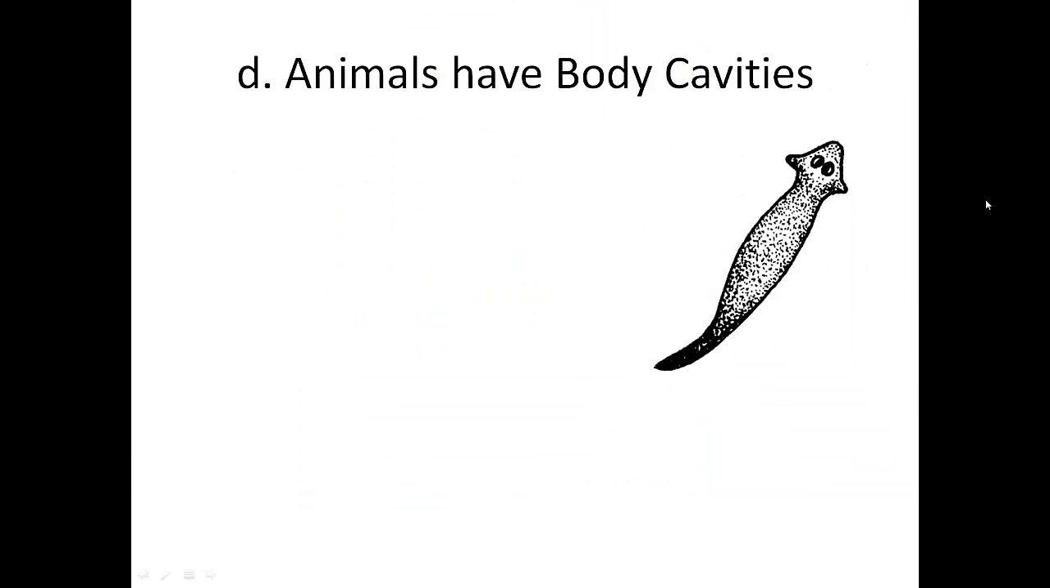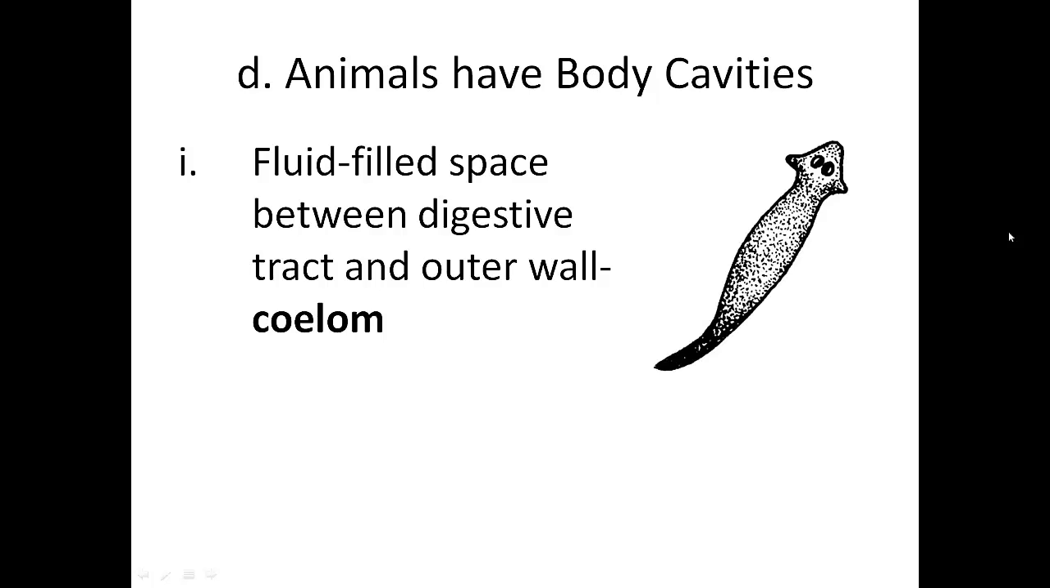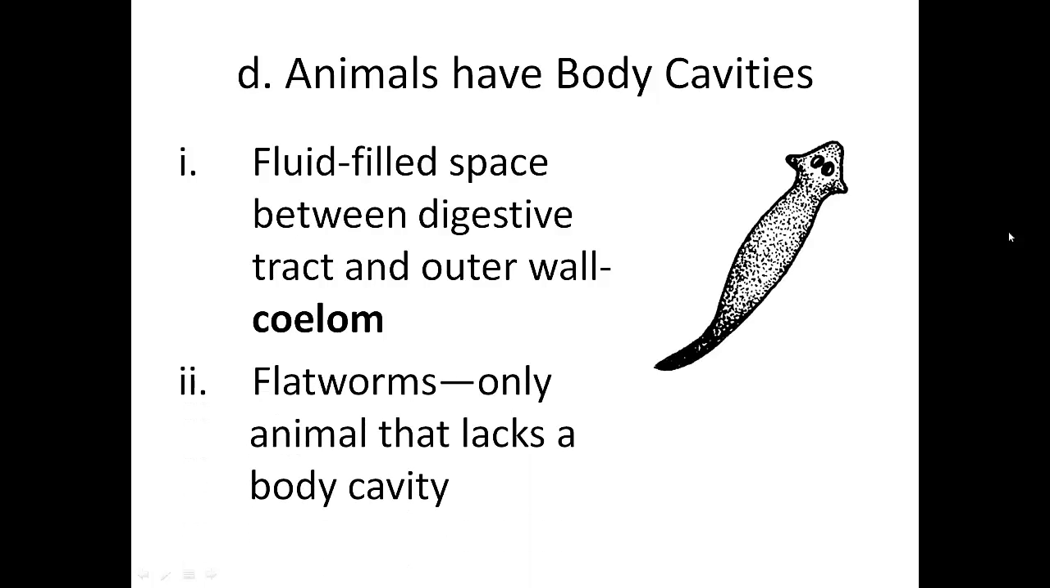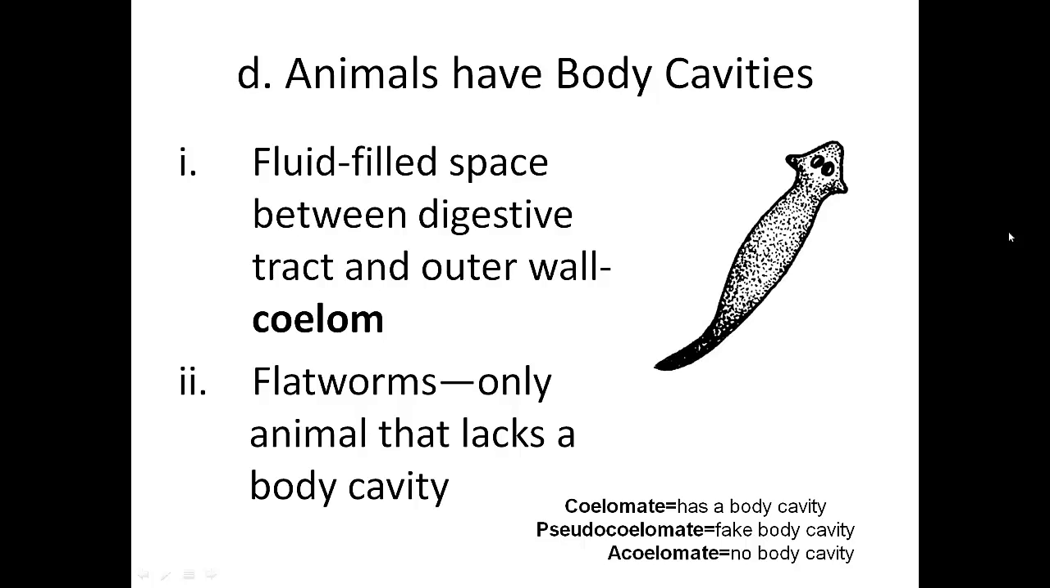Animals also have body cavities. In general, a body cavity is defined as a fluid-filled space between the digestive tract and the outer wall, and it's called a coelom. That's how you pronounce that word, coelom. Flatworms, which we'll get to later, are the only animal that does not have a body cavity. As we talk about body cavities, we're going to have 3 words come up. A coelomate has a body cavity, a pseudocoelomate has a fake body cavity, and an acoelomate does not have one at all. You don't need to write down these words yet, but I just want you to hear them because they're going to come up again.